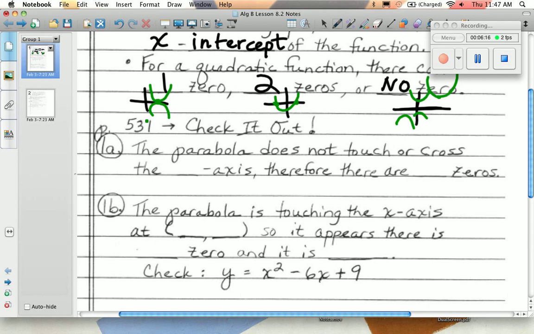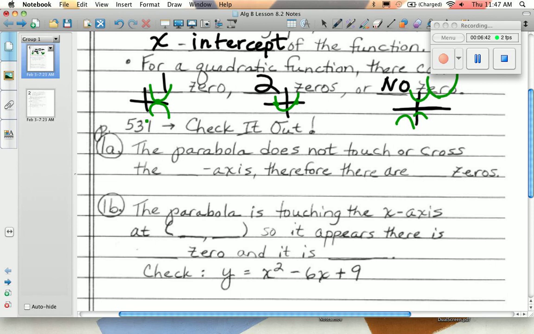How about example 1b? How many zeros are there? 1. Look at that, we've got the vertex sitting on the x-axis. What's the zero? X equals what? X equals 1. It's touching the x-axis at 1. Look at the vertex in example 1b.